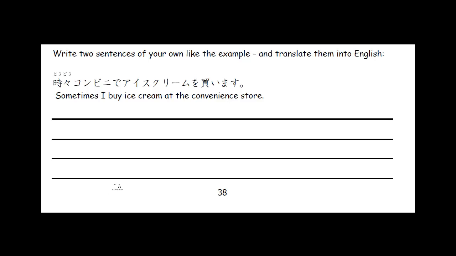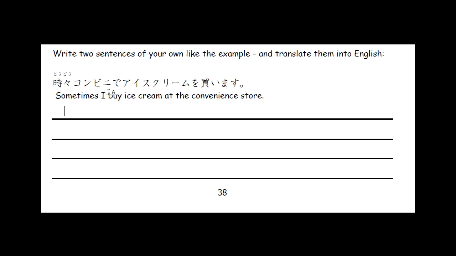Let's have a look how we do this exercise on page 38. Let's have a look at the example. So we've got 時々コンビニでアイスクリームを買います。Now the key points here are we've got a time word to begin with, followed by no particle. That's because it's a non-specific time word, so it doesn't take any particle at all.